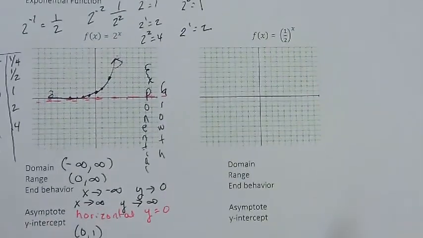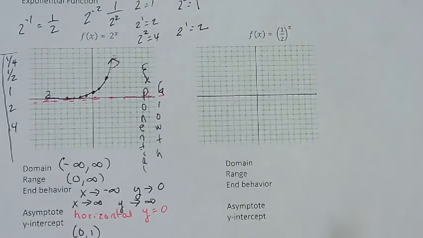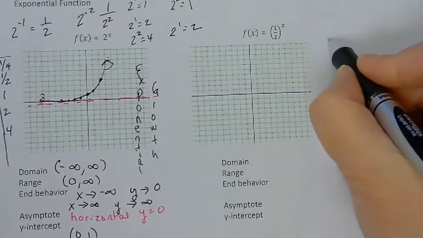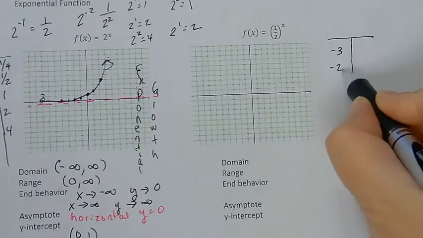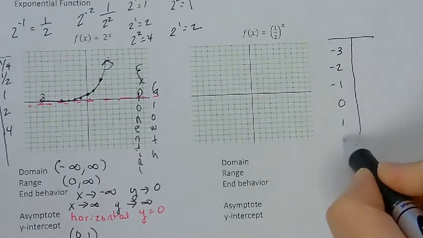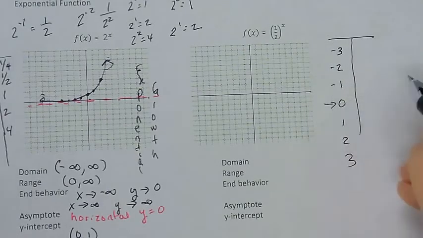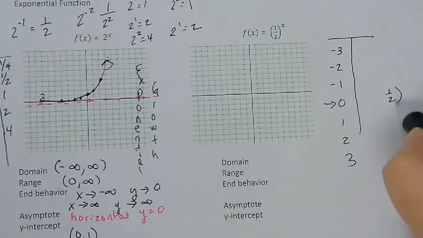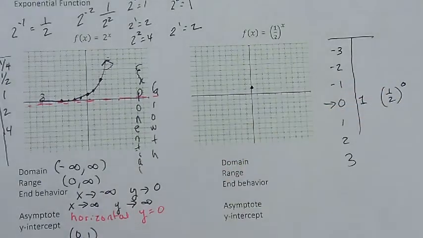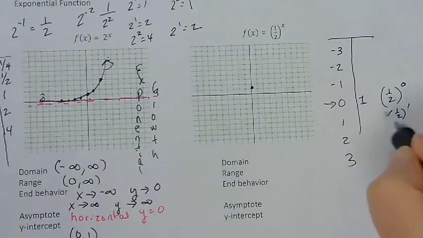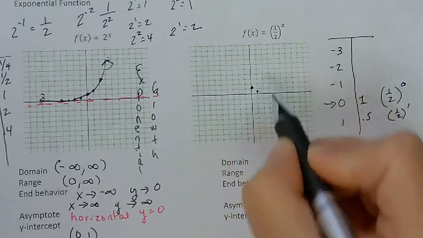All right, let's think about what happens on this one. This time I have 1/2 to the x power. So let's try those same numbers. I'm going to start with 0. 1/2 to the 0 power. Anything to the 0 power is 1. So it's going to go through the point 0, 1. Let's try 1/2 to the first power. 1/2 to the first power is 1/2. So input 1, output 1/2.